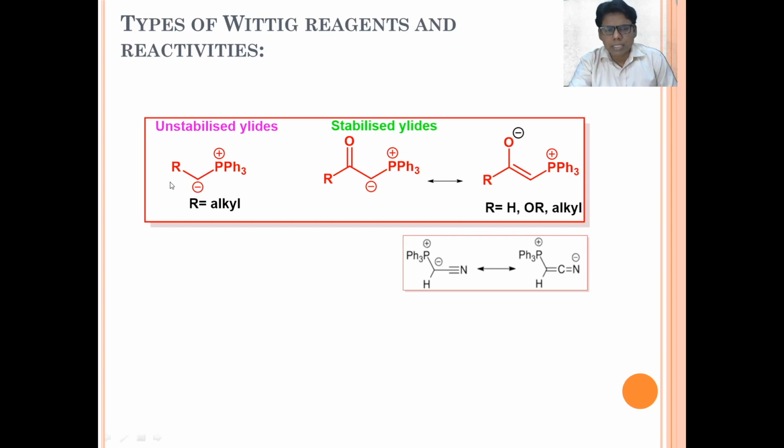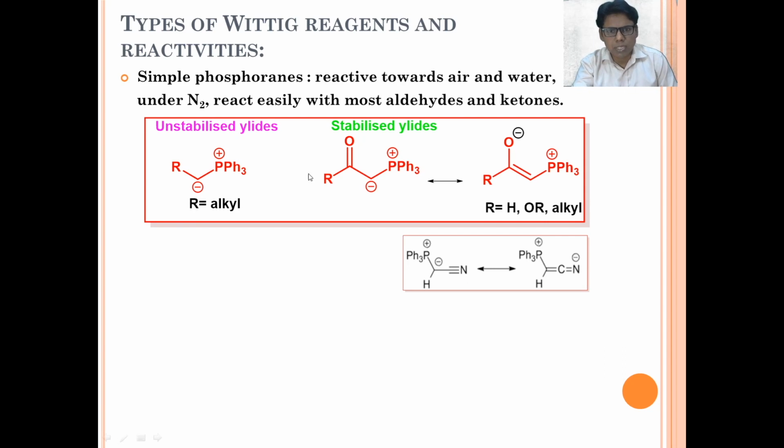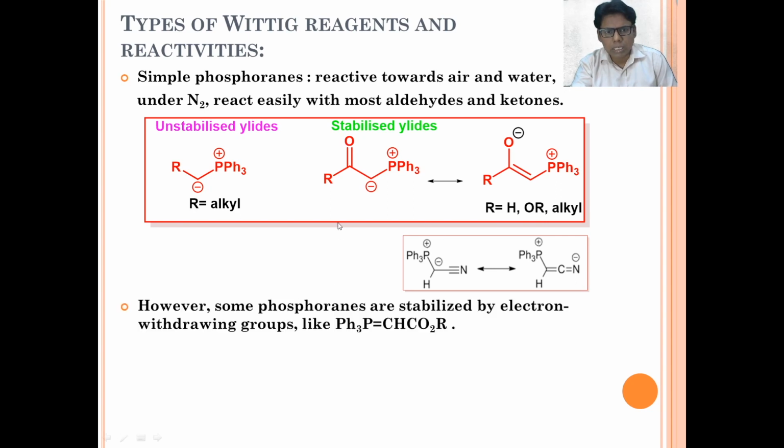Now, types of Wittig reactions and reactivities. We have two kinds of ylides, Wittig reagents: one is unstabilized ylide, second is stabilized ylide. What is unstabilized ylide? They are simple phosphoranes which are very reactive towards air or water. That is why the reaction is carried out in nitrogen. They react easily with most aldehydes or ketones. And this is simply R, that is carbanion.